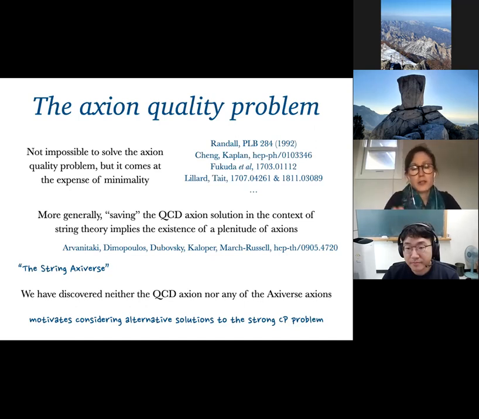Obviously at this point, we have discovered neither the QCD axion nor any of these axiverse axions. So all of these considerations together, to my mind, motivate taking seriously alternative solutions to the strong CP problem.